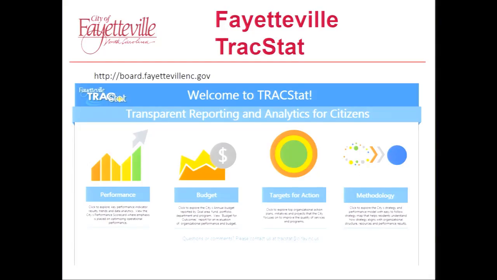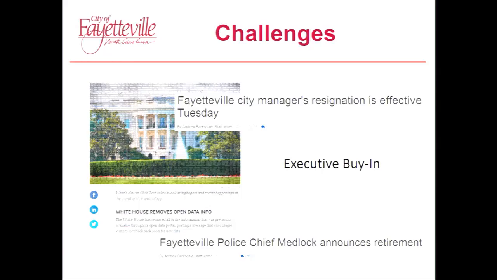But it's evolving. So this is something the city of Fayetteville has right now. It's called TrackStat. It's transparent reporting and analytics for citizens. It's a really cool product. Basically, the city shows how far they're progressing. Every city had these targets for actions and stuff like that. So how are we doing with that? And this is actually a really cool site. It also has our police data in there, so we can see how far we're progressing, if we're reaching our goals.